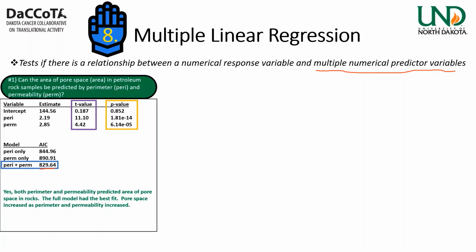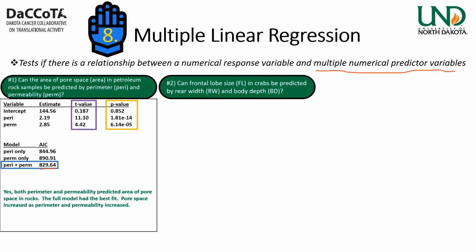Now we're not going to plot this because this starts to get into multiple dimensions, more than 2 dimensions, which is difficult to interpret. In fact, if you get more than 2 numerical predictor variables, you can't plot it. So just bear with me here.